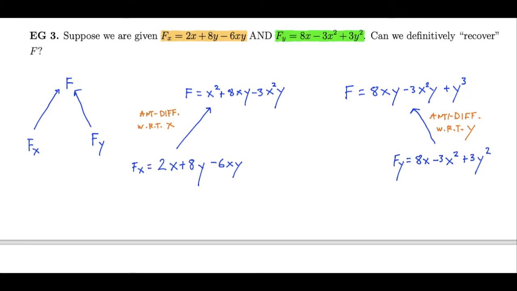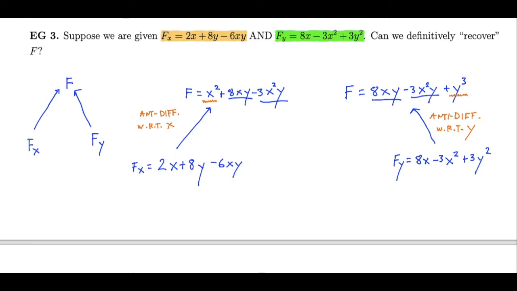Now, as I compare these two expressions for capital F, it's no coincidence that there are several terms in common between the two expressions. I have 8xy in both of them. I have minus 3x squared y in both of them. In this expression that was generated by anti-differentiating with respect to x, I have a term which is purely x. And similarly, in this expression which was generated by anti-differentiating with respect to y, I have a term which is entirely made of y terms, in this case just y cubed.